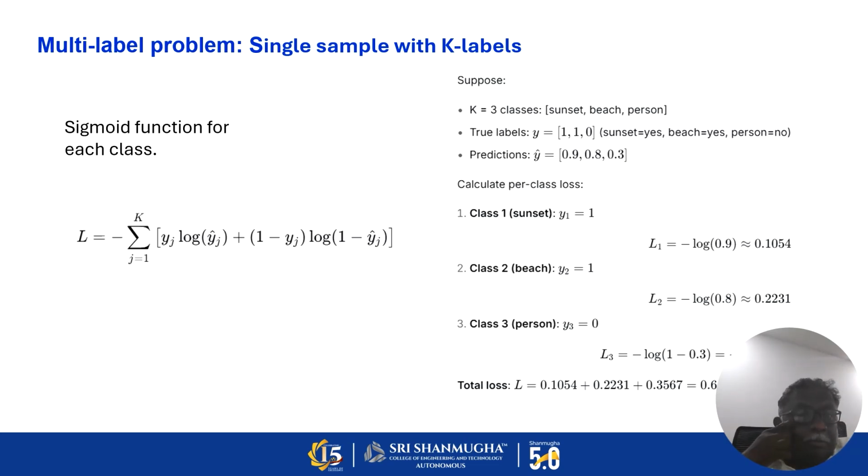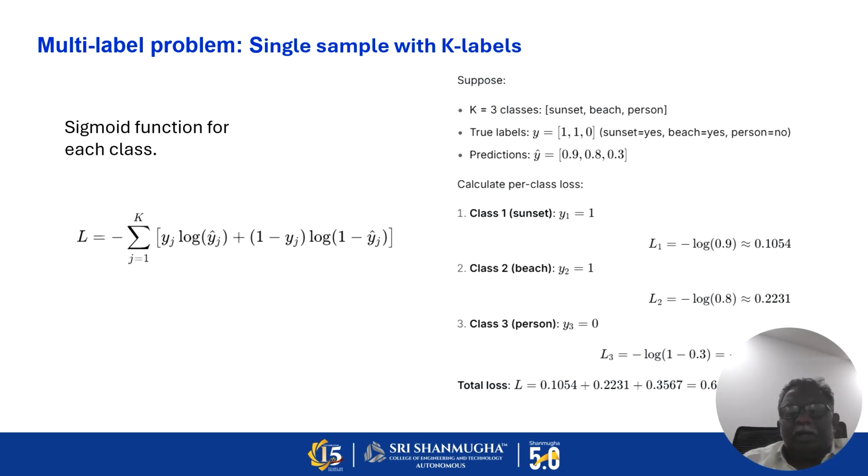This is going to be a multi-label problem. Okay, so you have a single sample, and what we have seen in the second slide, we have a cat, bird, everything. So you have a single sample, but many labels are there. In such cases we can use this formula, and the true labels are 1, 1, 0, and the predicted ones are 0.9, 0.8, 0.3. So sunset is there in the image, and beach is also there. There is no person over there. That's why we have put 0 over here.